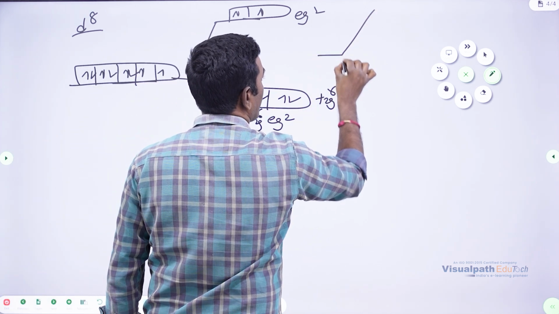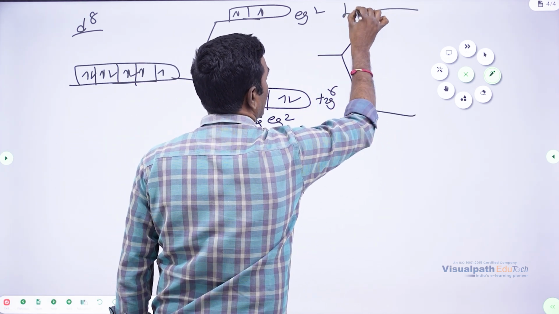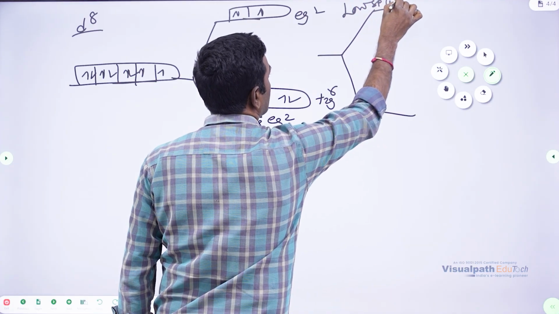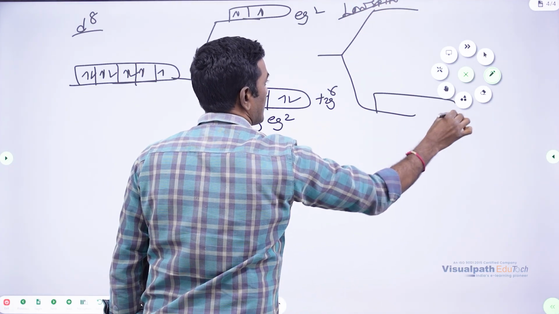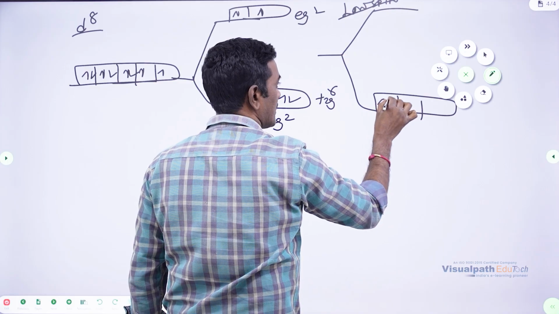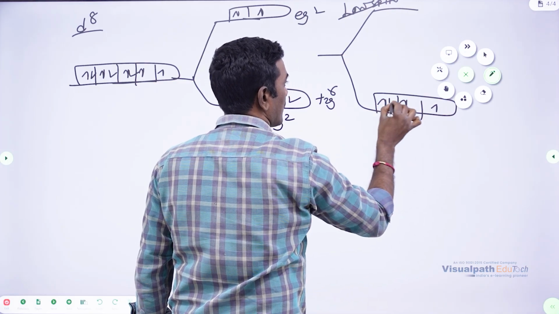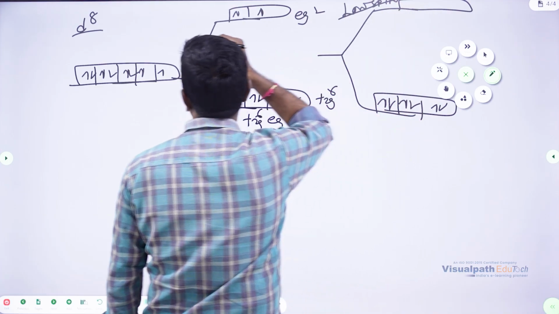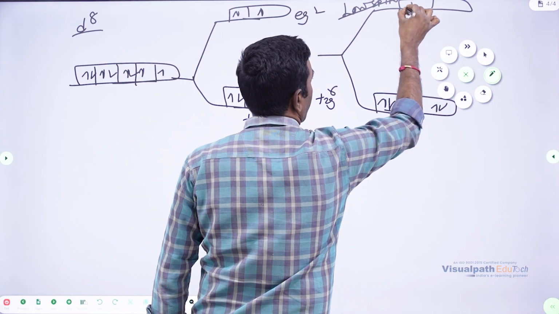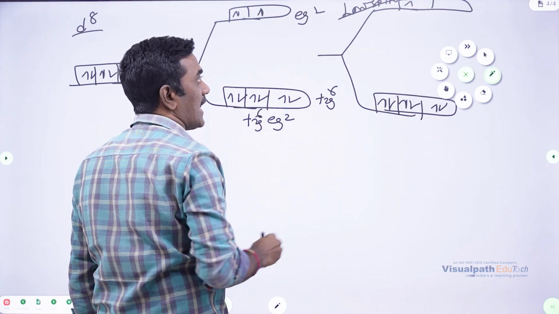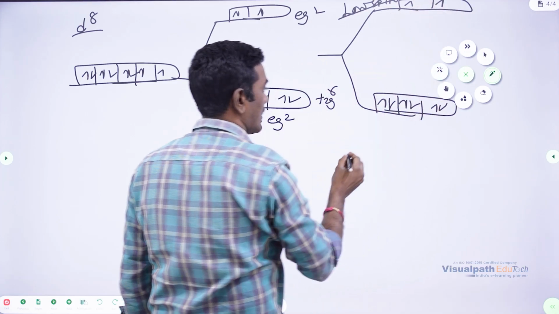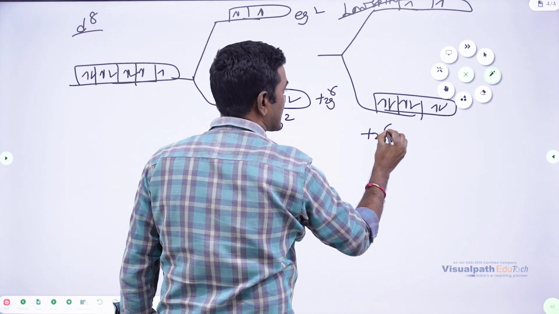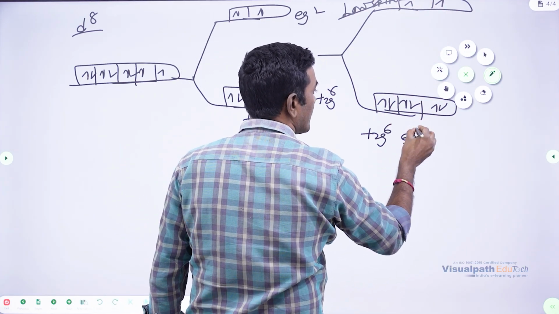Let's see the same way for the low spin complex. For the low spin complex, it is going to be one, two, three, four, five, six, and the seventh electron is going to enter here, and the eighth electron is going to enter here. t2g how many electrons are there? Six. eg how many electrons are there? Two.